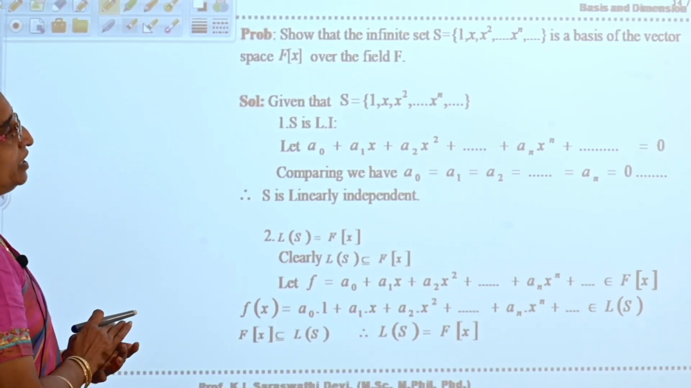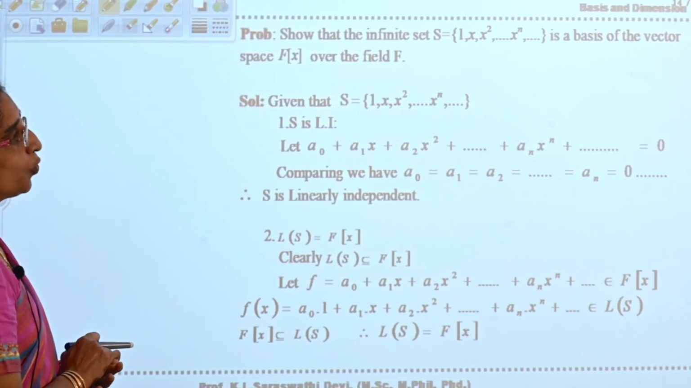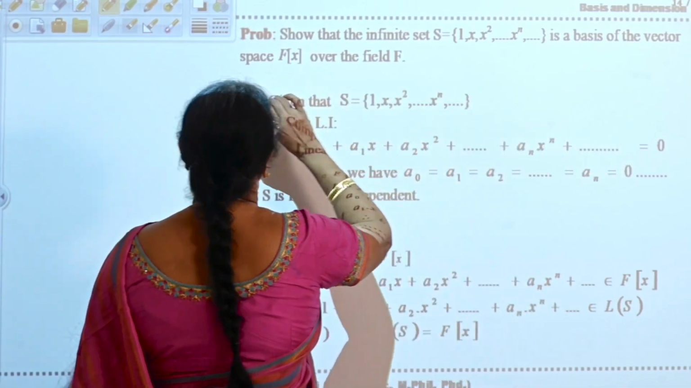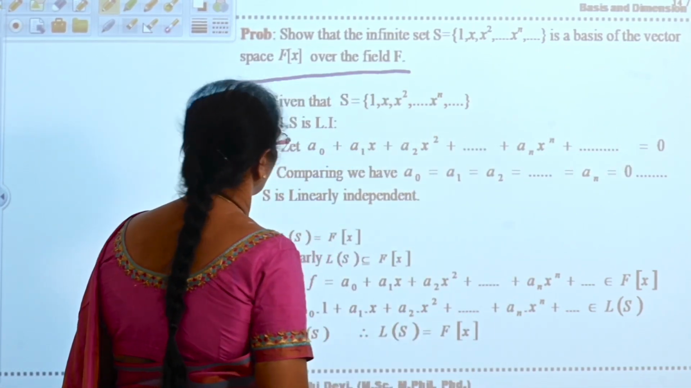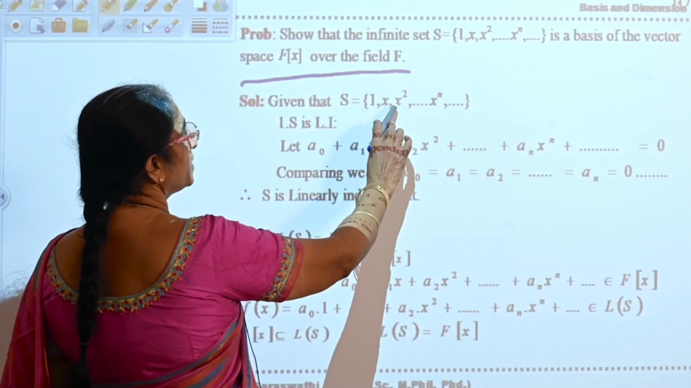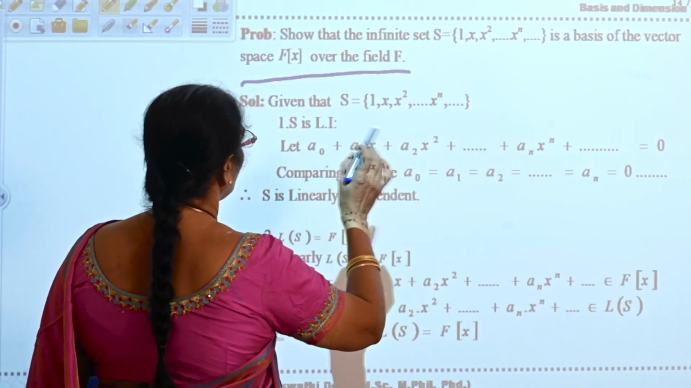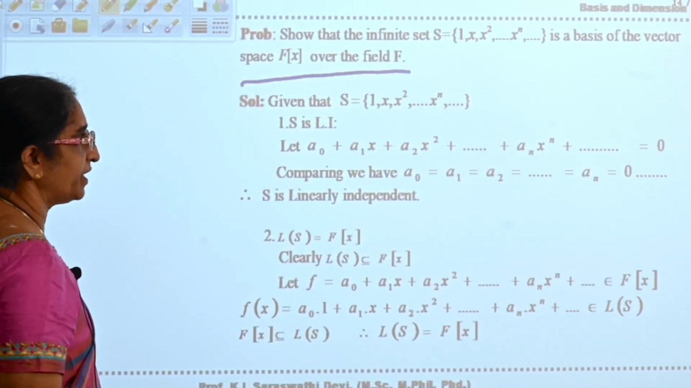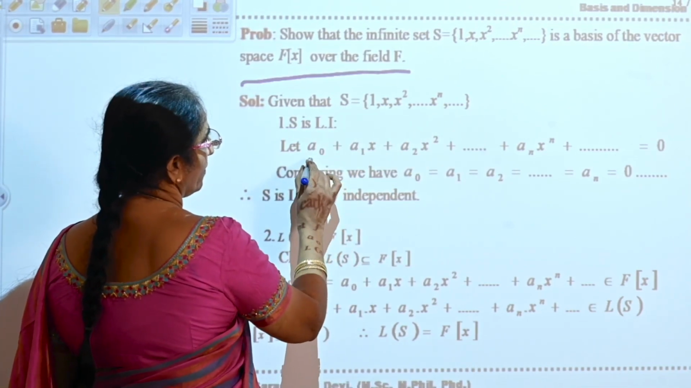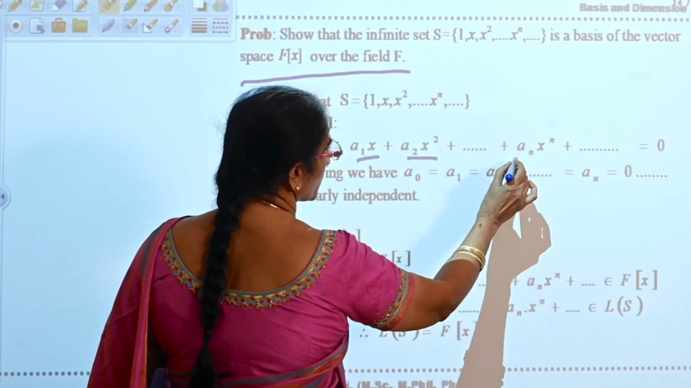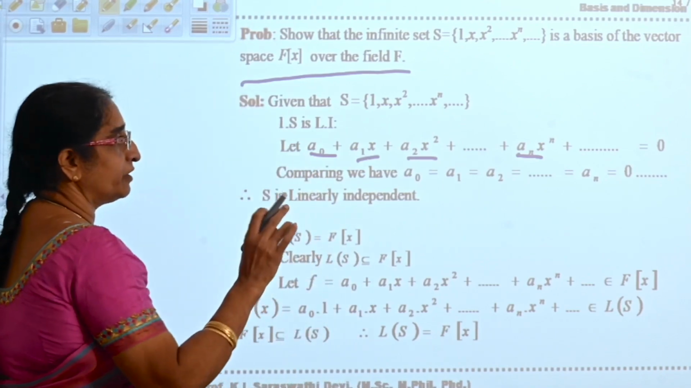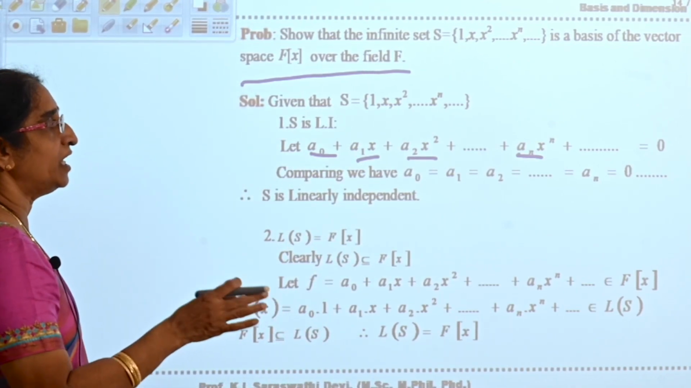Show that the infinite set S equal to {1, x, x square, ..., x power n, ...} is a basis of the vector space f of x over the field f, given that S is equal to {1, x, x square, ..., x power n, ...}. Now it should be linearly independent, you have to prove. Suppose we take a linear combination of the elements of S, that is a naught plus a1 x plus a2 x square plus so on an x power n plus so on equal to 0, where a naught, a1, a2, an and so on are elements of f.